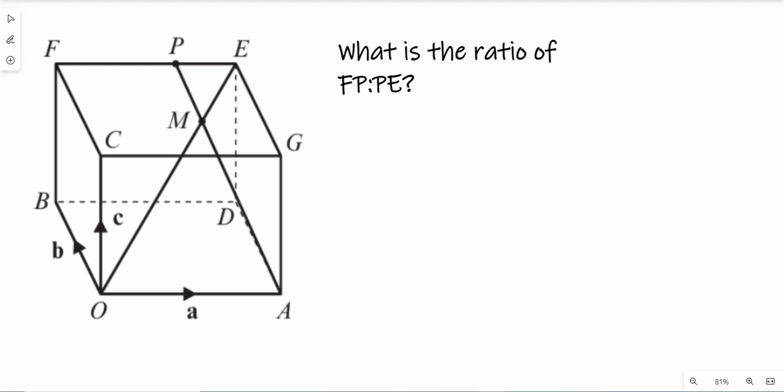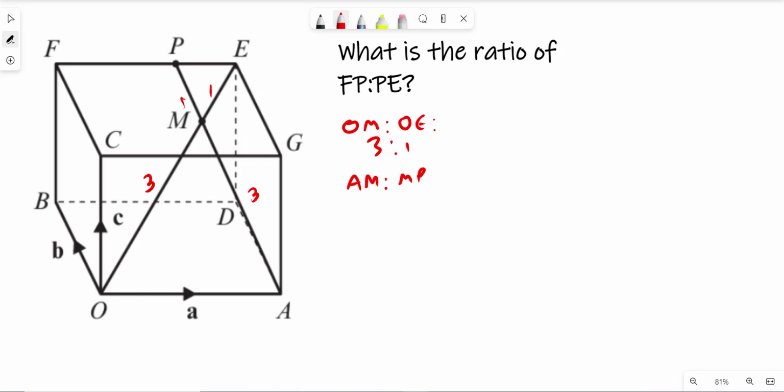Hello! Today we're going to look at a 3D vectors question that really introduces some great techniques for dealing with geometric 3D vector problems. So we want to find the ratio of FP, this length, to PE, over there. Now, we actually get given a bit more information. We get told that the ratio of OM to OE is 3 to 1. So this bit's 3 and this bit's 1. And we get the same ratio for AM to MP. This bit's 3 and this bit is 1.